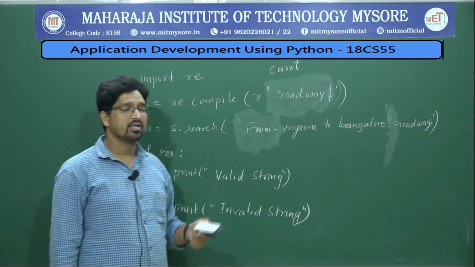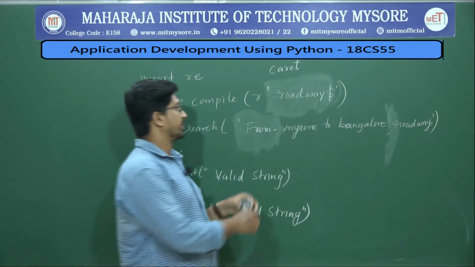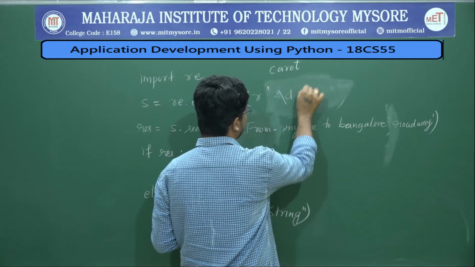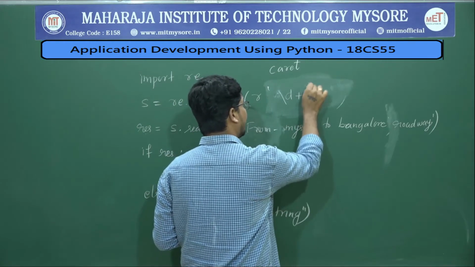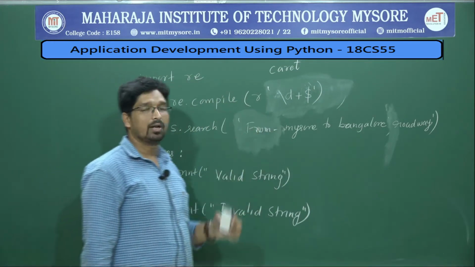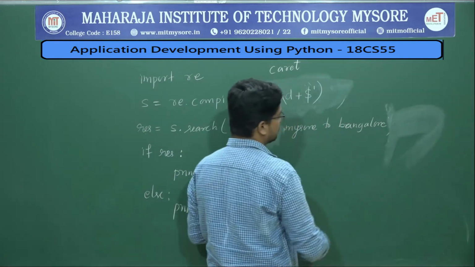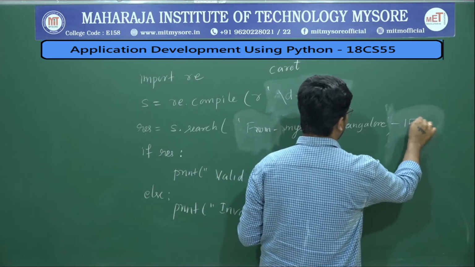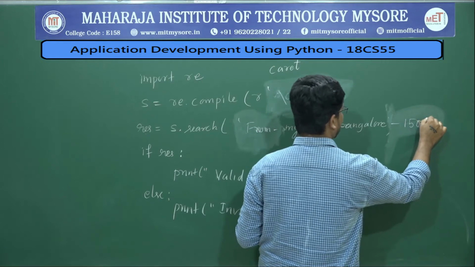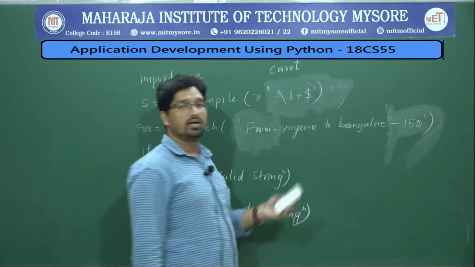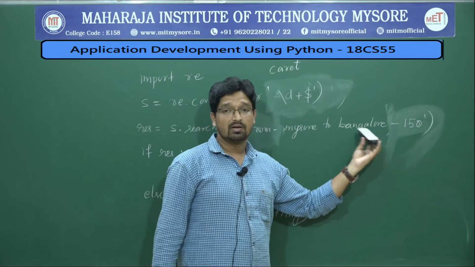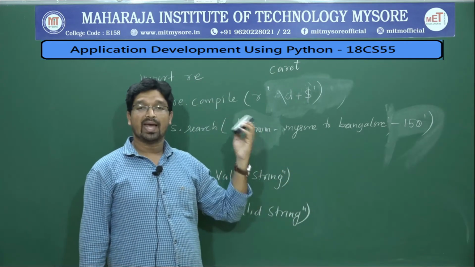In the same way, if you want to check whether a string is ending with some digits, you can write \d+ followed by dollar. Dollar is important. Dollar means it will check whether the string is ending with a particular pattern. From Mysore to Bangalore there are, let us say, 150 kilometers. If I write 150 and close, the string is ending with 150, so you will get a valid string. This is about caret and dollar.